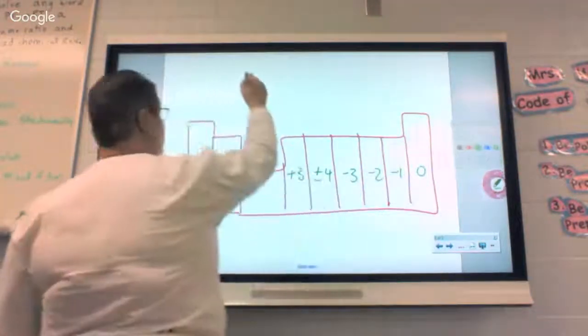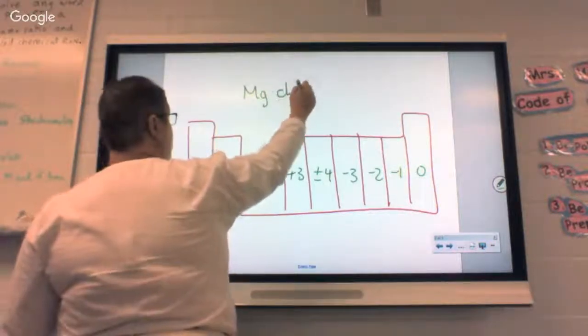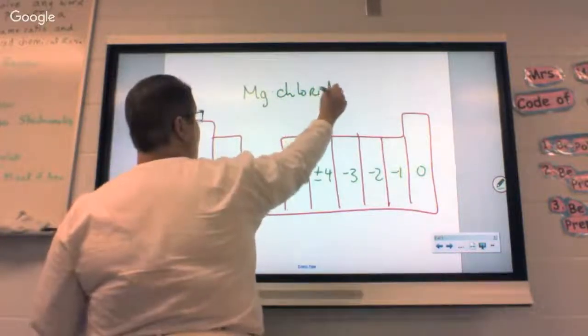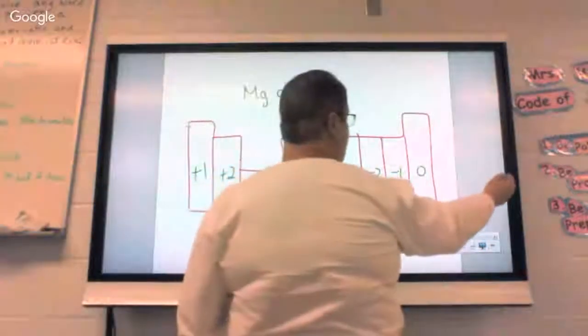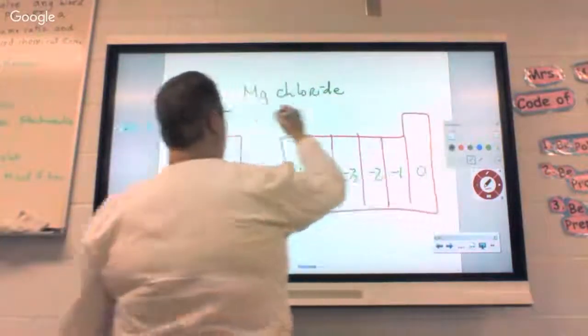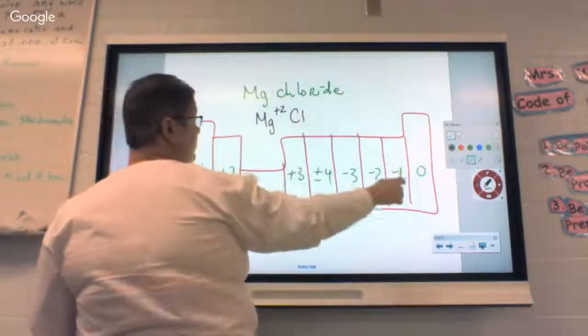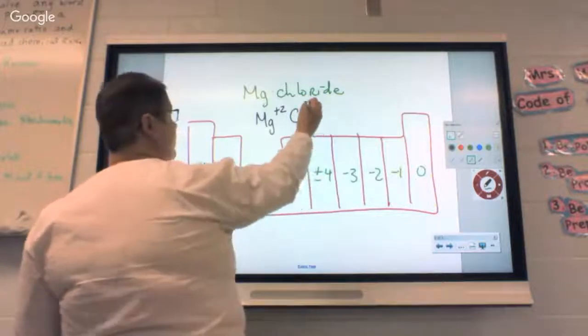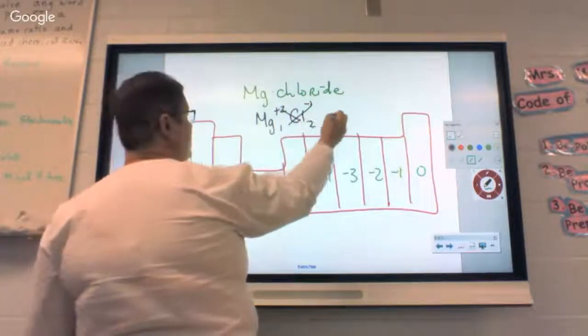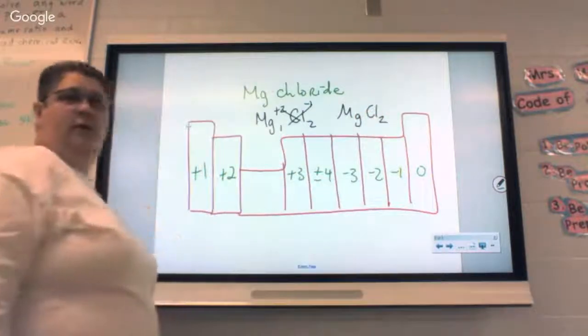All right, so if I give you something like magnesium chloride on the test, you have to write the formula. Magnesium is Mg. It's in group 2, so it's +2. Chloride is over here, so it's -1. The 1 comes down, the 2 comes down, and you get MgCl2.